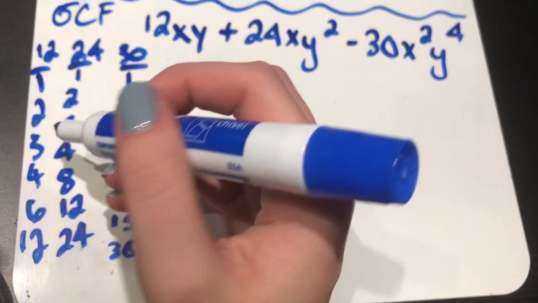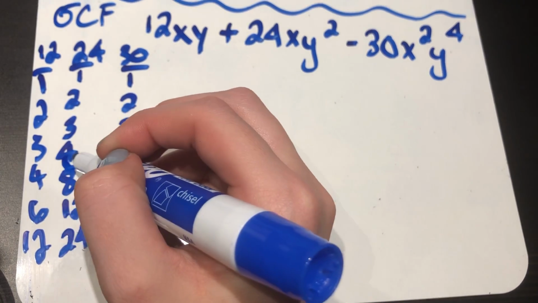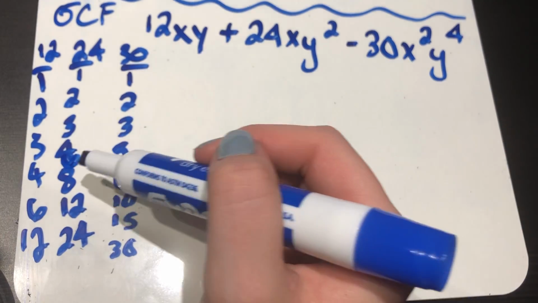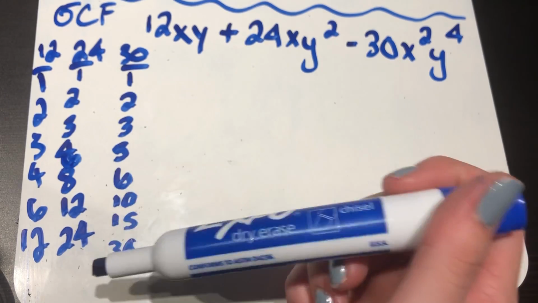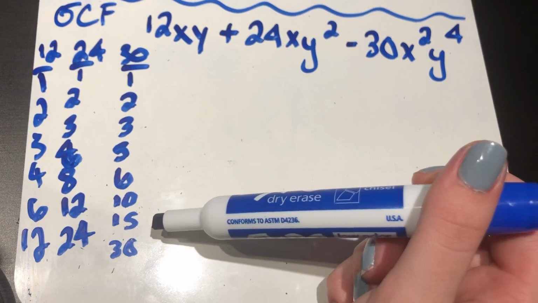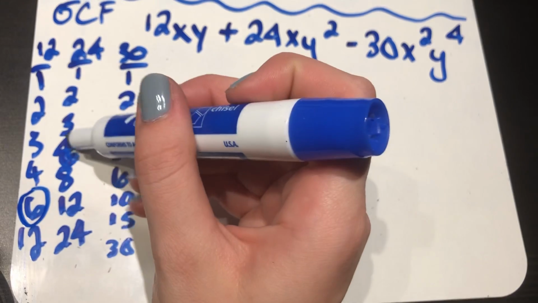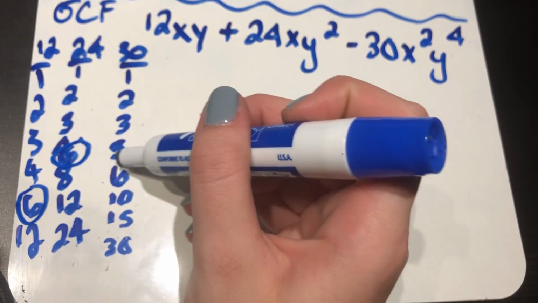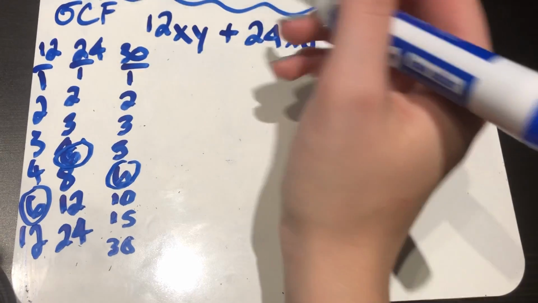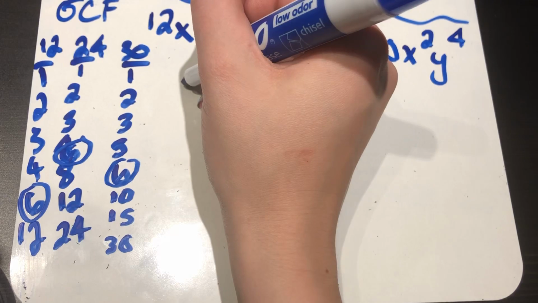Oh, I forgot one here, 6. That's 6 there, okay. Let's see, 12 can go in these two, but not over here. So the next biggest one would be 6. So they all have 6 in common. So I know my GCF is going to be 6.